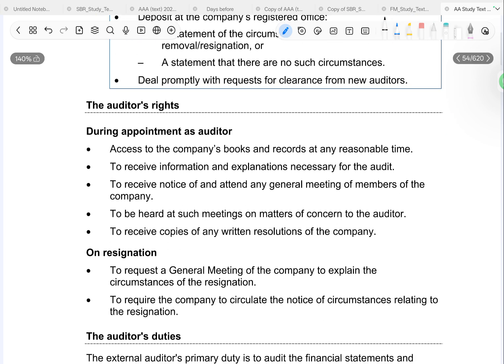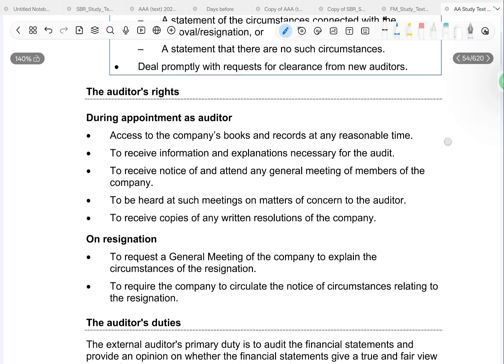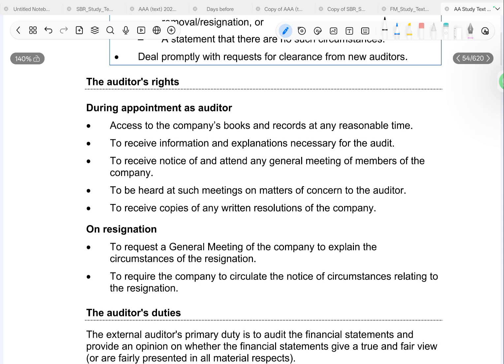Okay, let's move on to the next topic, which is the auditor's rights. Auditors are given several legal rights so that they can perform their work effectively and independently. First, the auditor has the right to access the company's books and records at any reasonable time. This is essential because auditors need to examine financial information and supporting documents during the audit. Second, the auditors have the right to receive information and explanations necessary to perform the audit. In other words, management must cooperate with the auditor.